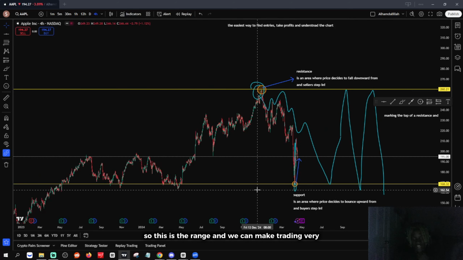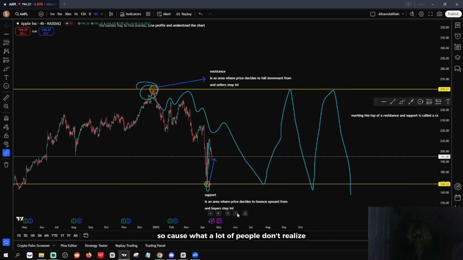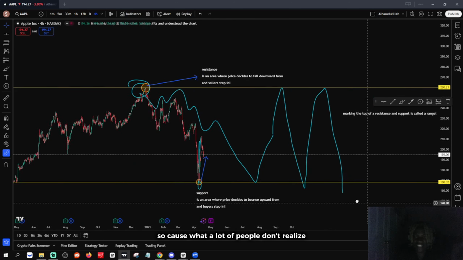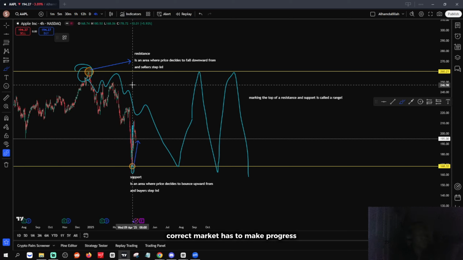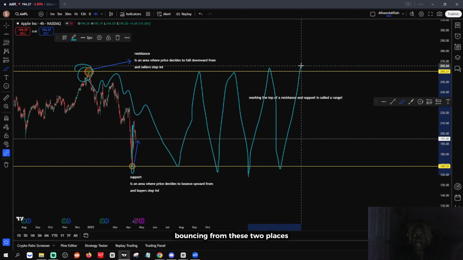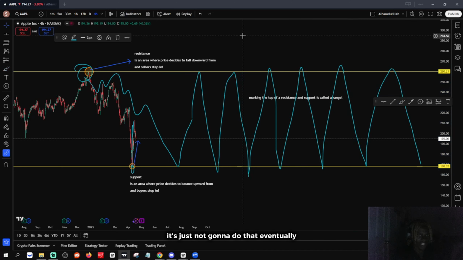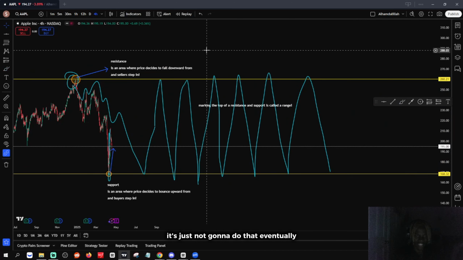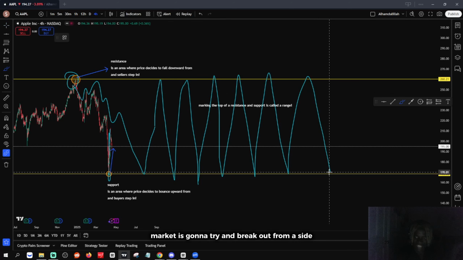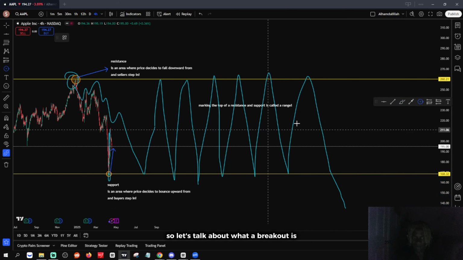And we can make trading very, very easy for ourselves. Okay? So, because what a lot of people don't realize, price is not going to sit here. Once again, this is the range. Price shorted here and price bought here, correct? Market has to make progress. Market is not just going to sit here, bouncing from these two places up and down forever. It's not going to do that. Okay? It's just not going to do that. Eventually, market is going to try and break out from a side. So let's talk about that. Let's say if market decides to break out of the support side. So let's talk about what a breakout is.